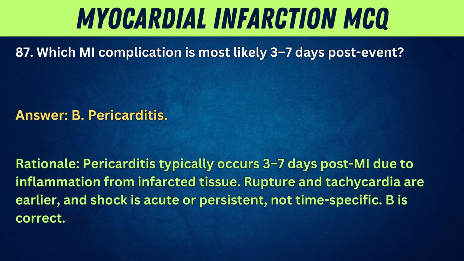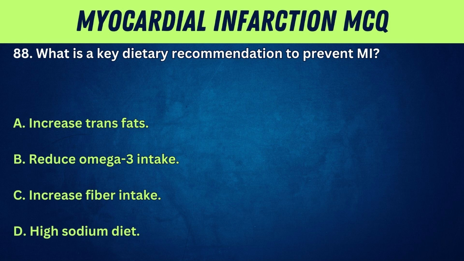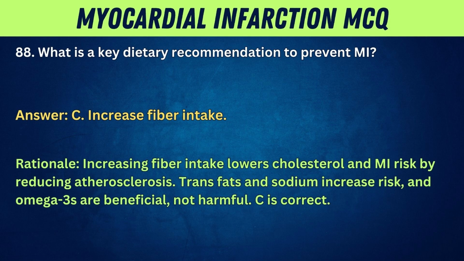B is correct. 88. What is a key dietary recommendation to prevent MI? A. Increase trans fats. B. Reduce omega-3 intake. C. Increase fiber intake. D. High sodium diet. Answer: C. Increase fiber intake. Rationale: increasing fiber intake lowers cholesterol and MI risk by reducing atherosclerosis. Trans fats and sodium increase risk, and omega-3s are beneficial, not harmful.